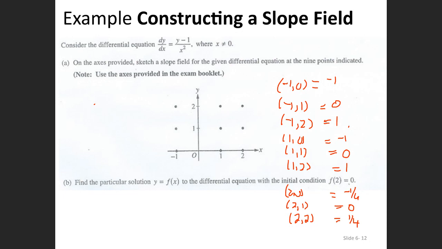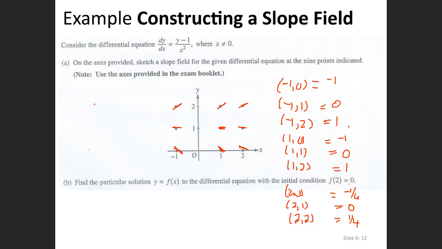Okay. Now, the next step, we're just going to put the slopes in there. So negative 1, 0, negative 1 slope. Okay. Negative 1, 1, 0 slope. Then 1 slope. Then we have negative 1 slope again. 0 slope, 1 slope. And then we have negative 1/4. And then 0. And then 1/4. And there's my slope field. That's it. Now, part B.